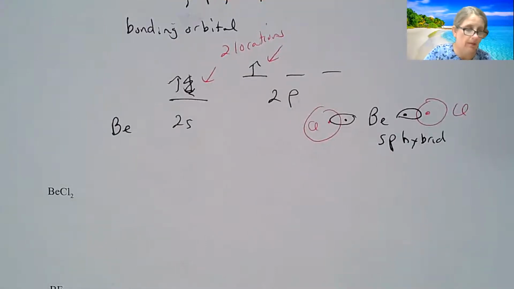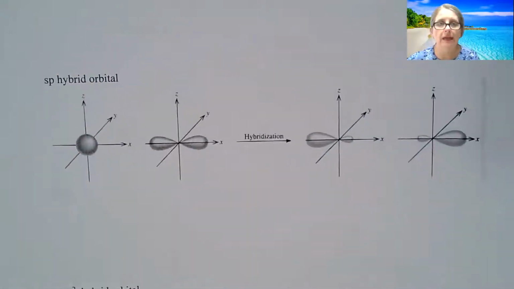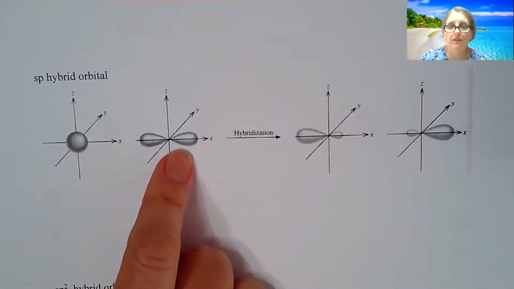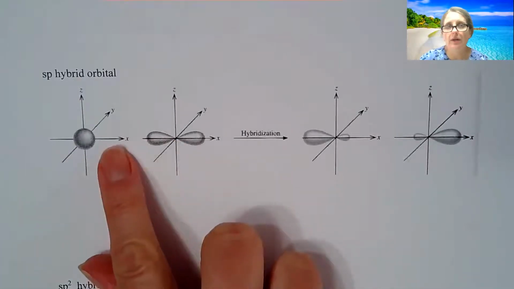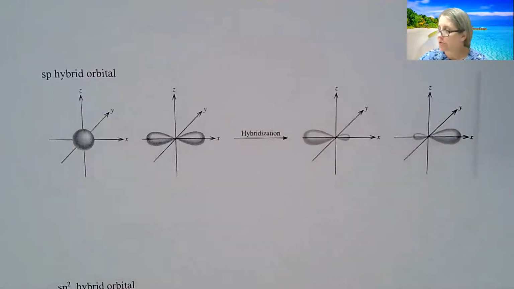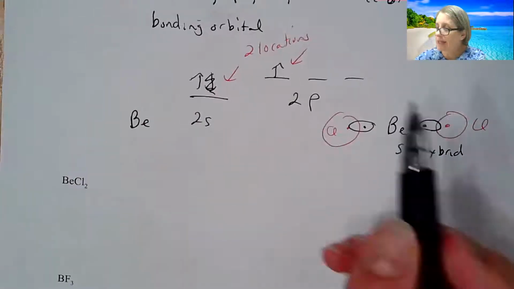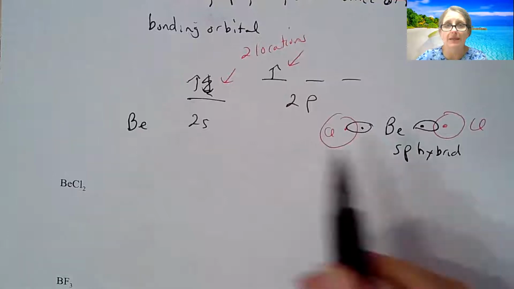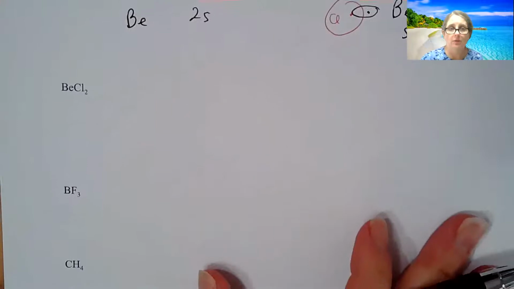So remember, the s orbital is more of a sphere, and a p orbital is more of a dumbbell shape. So when you hybridize these two, you're morphing them together. You've now created 2 lobes where you can make a bond. So it's called an sp hybrid. All you need to know is 2 locations means I make an sp. So you're involving the s and the p and making 2 lobes around it.